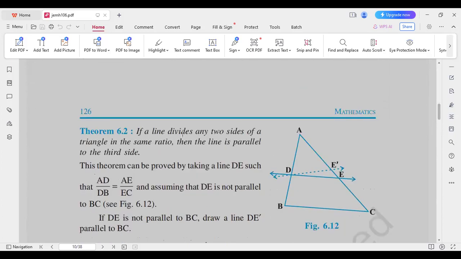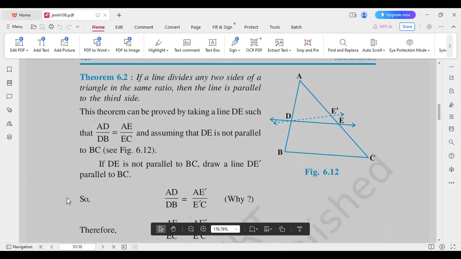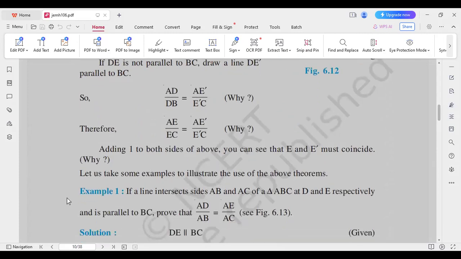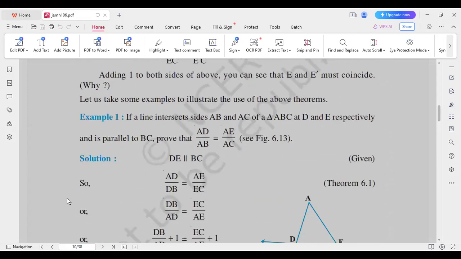See, that is what it is saying. If a line divides any two sides of a triangle in the same ratio, then the line is parallel to the third side. That is what they are saying. This is the theorem, right? So they are saying that AD upon DB is equal to AE upon EC is given, then that will imply that the line DE is parallel to BC. That's it. What line they have drawn here, that's just for the proof, which you don't have to do right now because that will be too much information right now. Okay, for you, so it's okay.